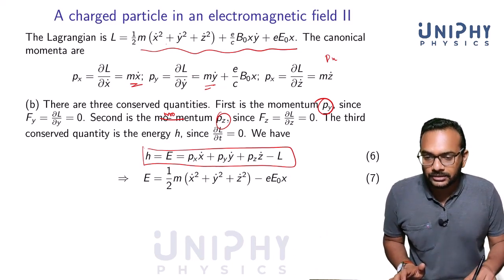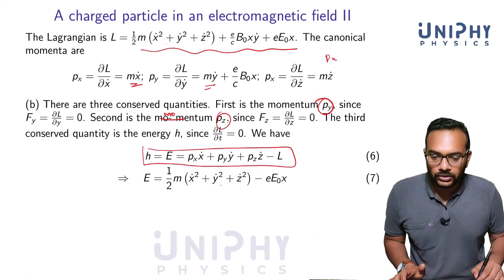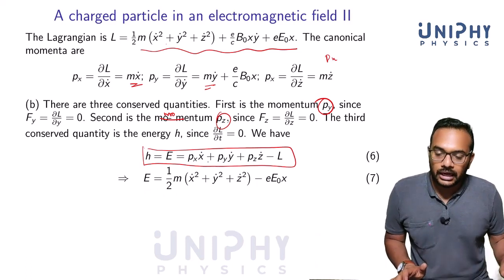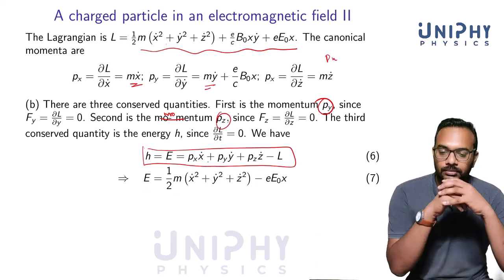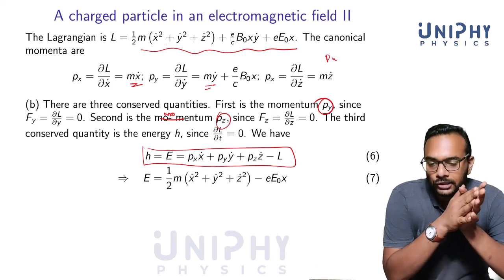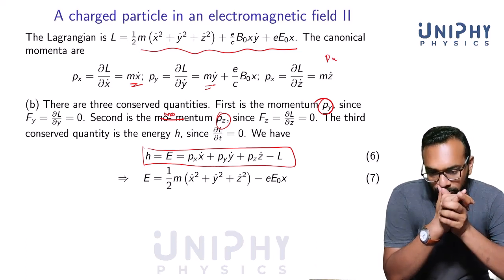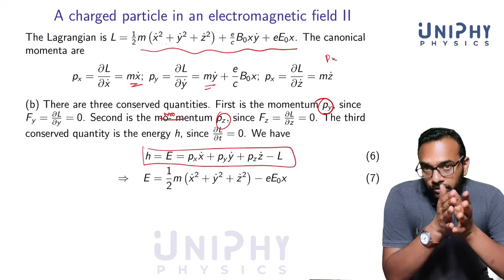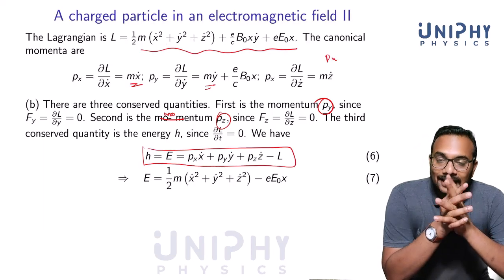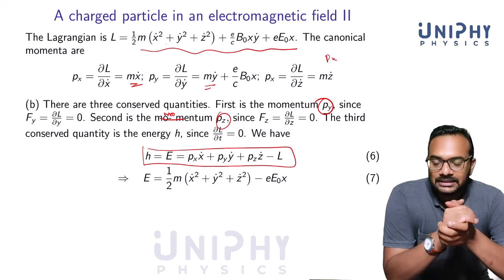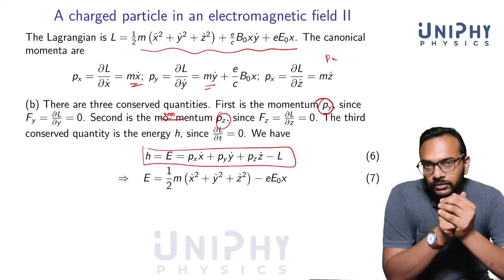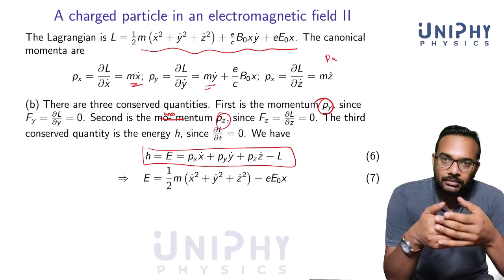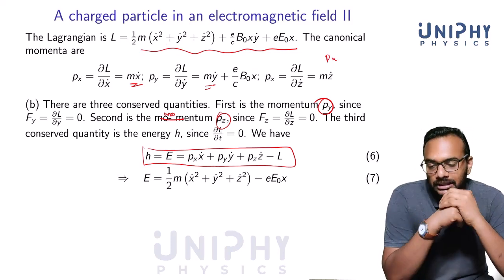We know px, py and pz, so just substitute them all there, and you see that E is equal to half m times x dot squared plus y dot squared plus z dot squared, minus E0 x. That's another conserved quantity. So we have three conserved quantities: the y component of momentum, the z component of momentum, and the total energy of the system. The total energy is conserved because the Lagrangian does not involve time explicitly. This we proved in the previous class.